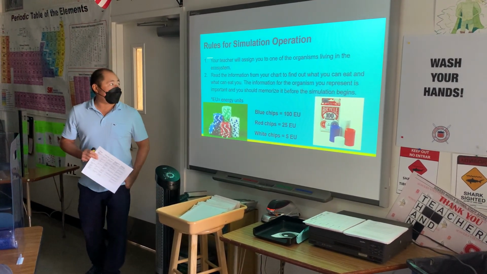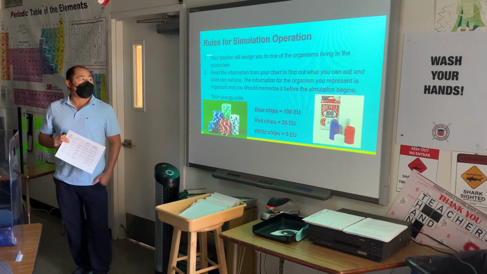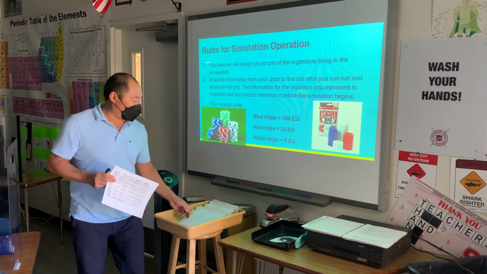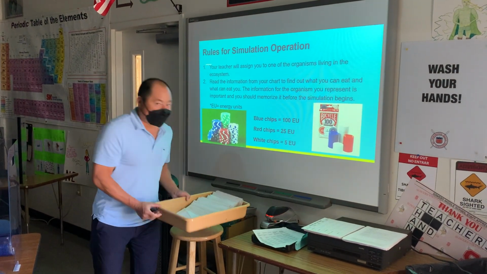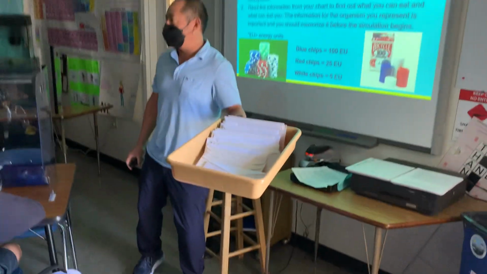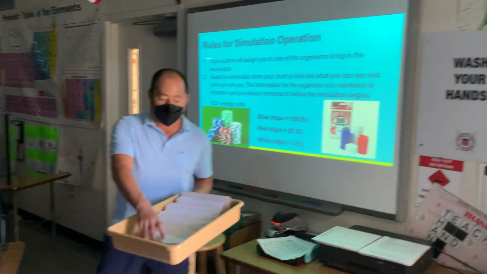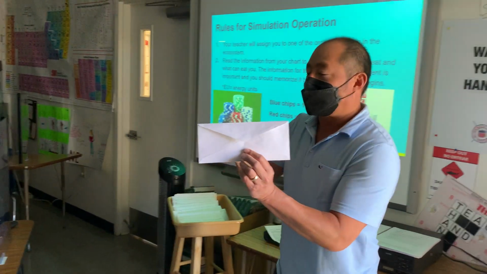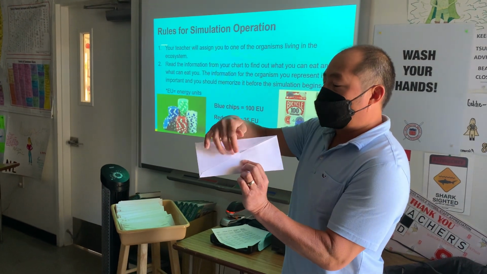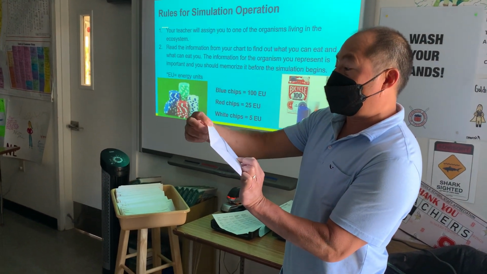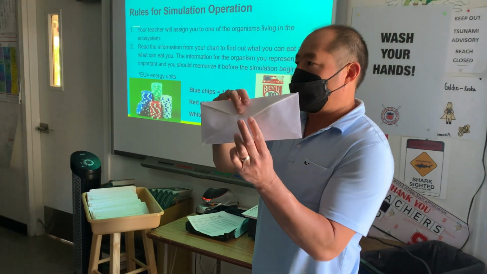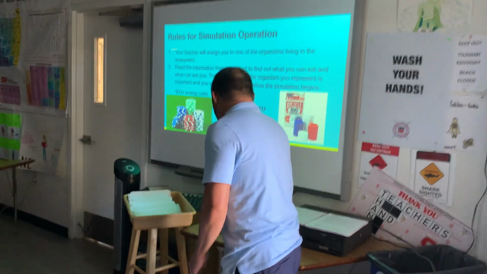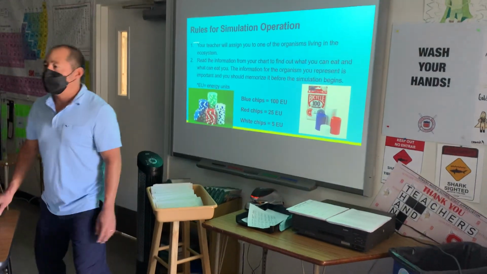So, the rules, the guidelines. Like I said, your teacher is going to assign you one of the organisms living in the ecosystem, at random. It's going to be in the form of these envelopes that Mr. Dunn painstakingly put together. In each envelope, right on the inside, there is a word telling you what organism you might represent. For example, this one is a shark. We want to keep our identity secret. And I'm going to mix that one up so you guys don't get the shark, unless you're super duper lucky.